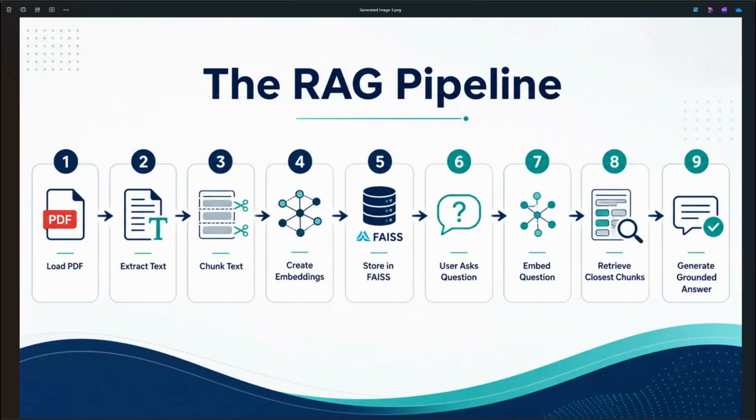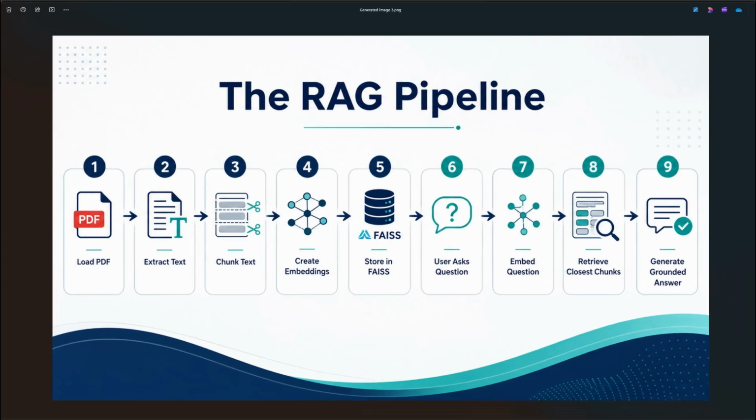The pipeline will have: load the PDF, then we extract the text, we chunk the text, we create embeddings. Embeddings are basically arrays of numbers, right? So an array of floats. Then we store that data in a FAISS database. The user can ask questions. When the user asks a question, we also have to embed the question as well. Based on this embedding and the data we have, we retrieve the closest chunks and we then generate grounded answers. So that's it.